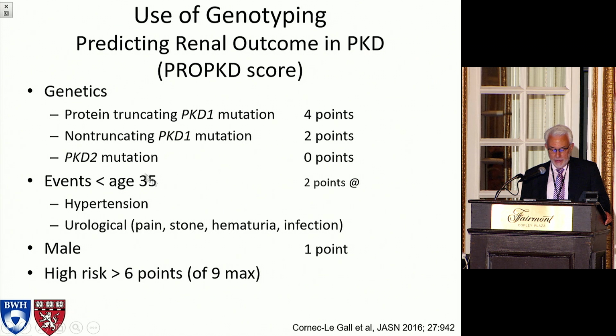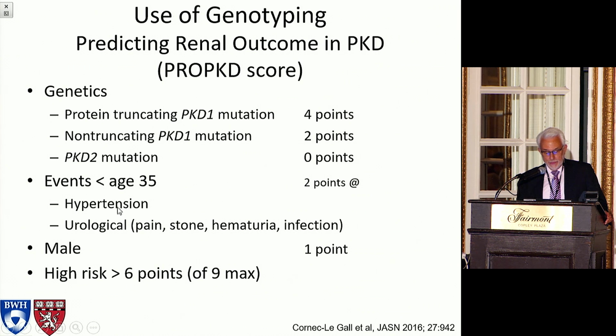events below the age of 35, so hypertension below the age of 35, or urological events below the age of 35, you get 2 points for having each of these. If you're male, you get 1 point. And so high risk is greater than 6 points.